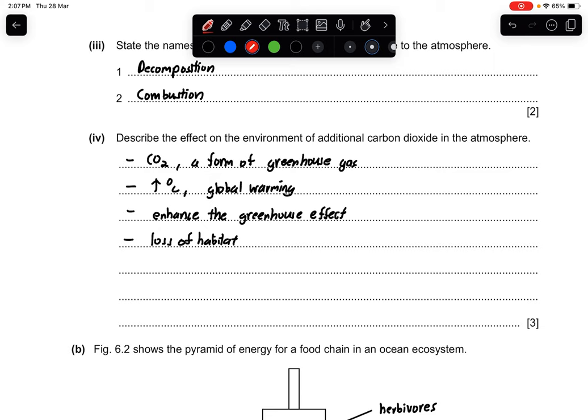And then global warming will enhance that greenhouse effect. And then this greenhouse effect can have significant impact on the biodiversity around us. There will be a loss of biodiversity, loss of habitat by the organisms living there, and many, many more. Then drought and flooding will occur.